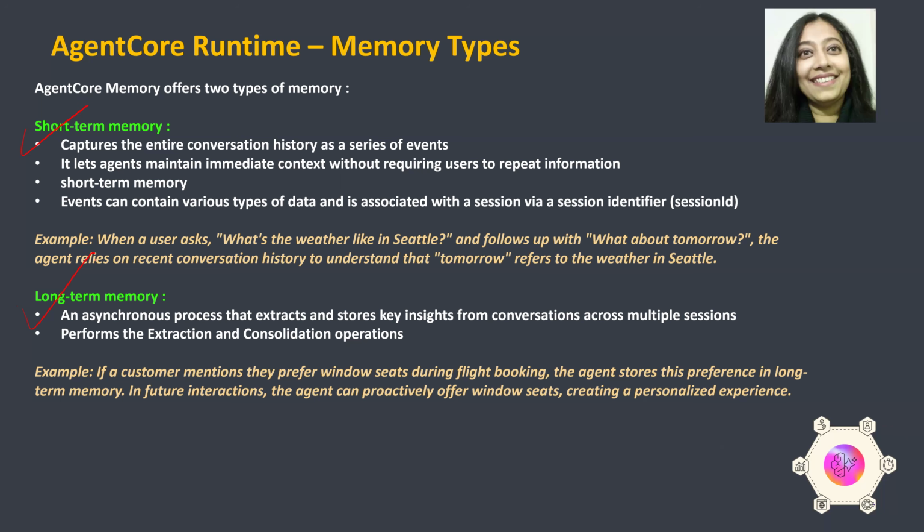What Agent Core does is store all this information in the short-term memory as events. It's data at the end of the day that the agent can use while having conversations with the user. Now, short-term memory is typically associated with sessions and it has a session identifier.